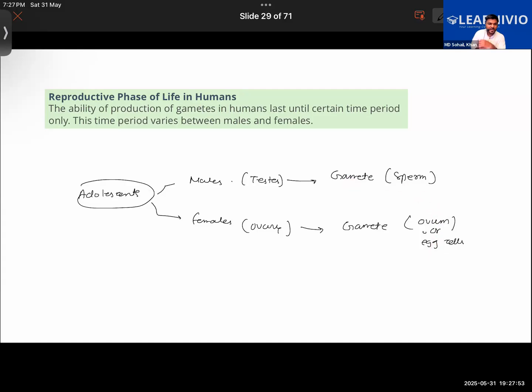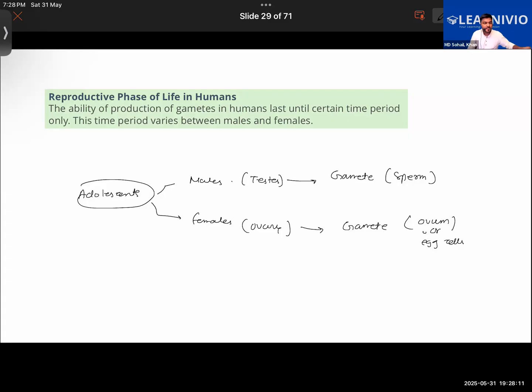So in females, what happens? The reproductive phase of life begins at puberty, that is around the age of 10 to 12 years, and generally lasts till the age of approximately 45 to 50 years. But in the male, what did I tell you guys in the males?